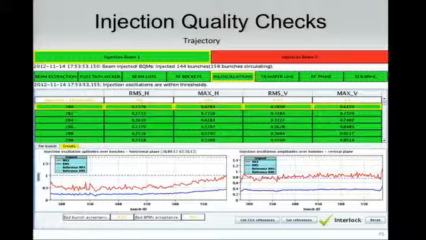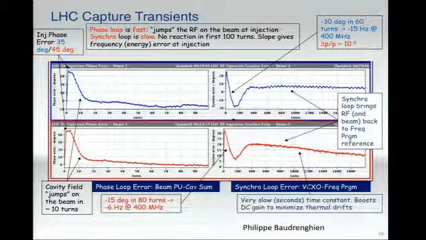Rather scary plot from Philippe here, but again, when the beam arrives, it's going plopping into the RF system, into an RF bucket. The phase has got to be right. The revolution time, the energy of the incoming beam has to match what the LHC expects. So again, this is something that's up in the control room all the time during injection, and these errors will be corrected if necessary before we start taking serious beam.